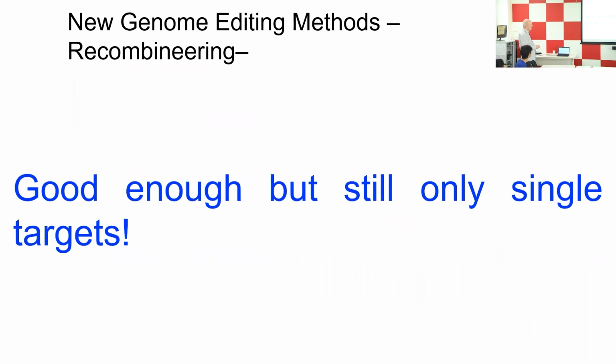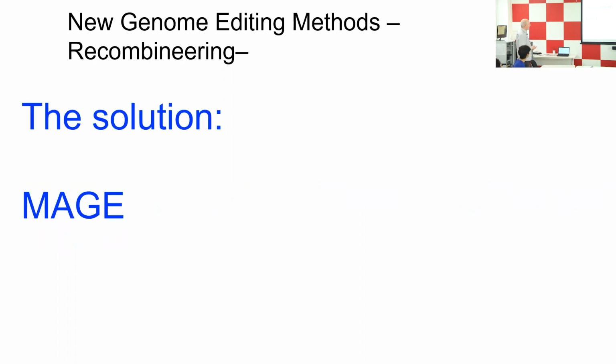And you can say, well, this is good enough, but still we may deal only with one single target. What if you want to, say, implement many different mutations at the same time? Okay, the solution is this wonderful method that I'm going to explain you in some detail that is called MAGE.